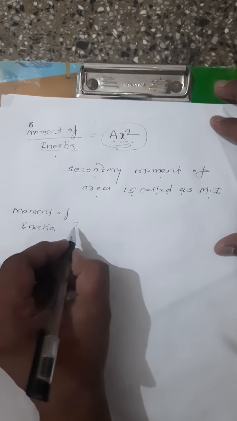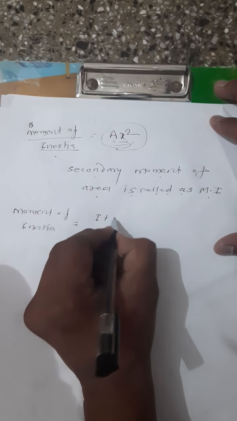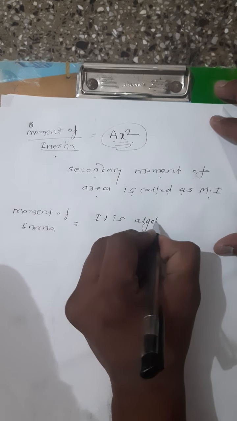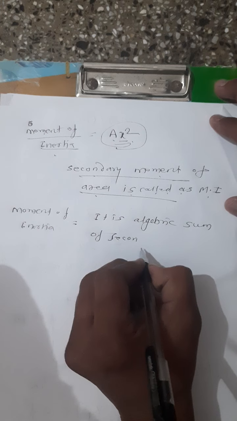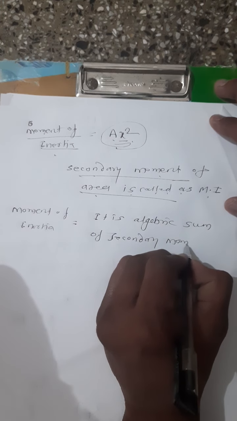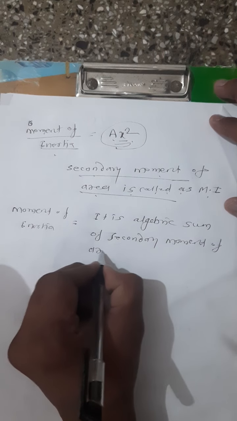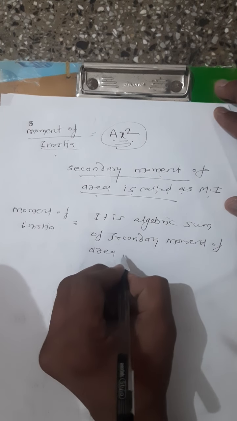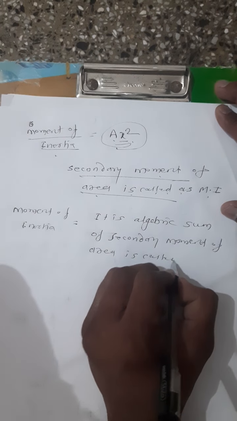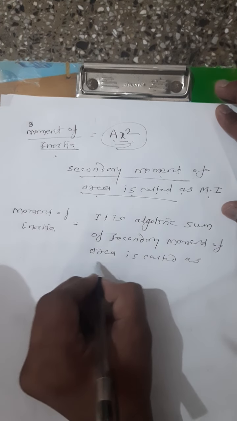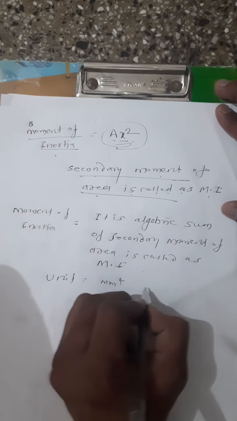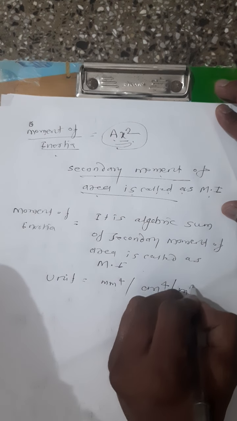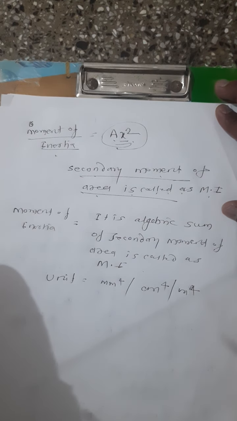What is moment of inertia? It is the algebraic sum of the secondary moment of area, and that is called moment of inertia. And what is the unit? Millimeter raised to 4, or centimeter raised to 4, or meter raised to 4. Are you getting my question?